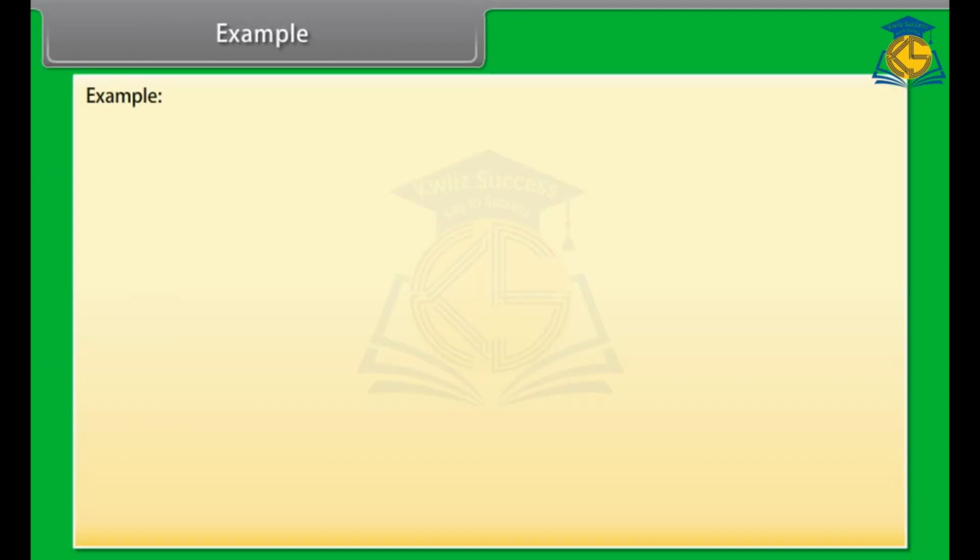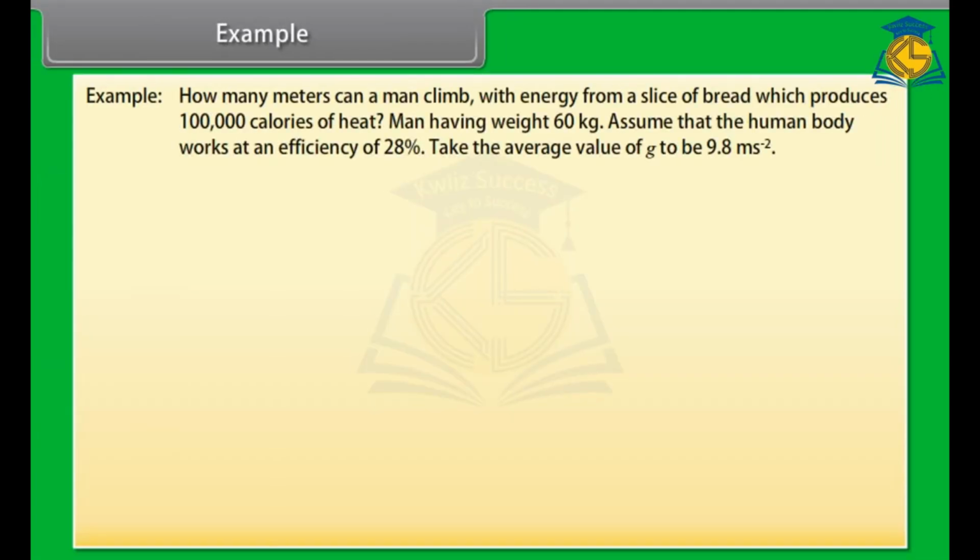Example. Let's take an example. How many meters can a man climb with energy from a slice of bread which produces 100,000 calories of heat? Man having weight 60 kg. Assume that the human body works at an efficiency of 28%. Take the average value of g to be 9.8 meter per second square.